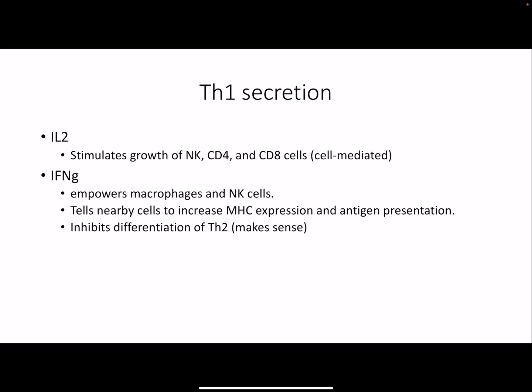All right, Th1 secretion, IL-2. What does IL-2 do? Everything that is cell-mediated. NK, CD4, CD8 cells are going to be growing more. Technically not the macrophages, so just the lymphocytes. And remember that natural killer cells, even though they're innate immune response, are also going to be of lymphocytic origin. They also have interferon gamma, which empowers macrophages and natural killer cells. Again, that makes sense. This is the Th1 we're talking about.